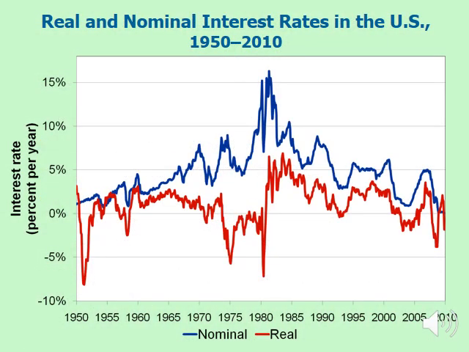Here's a visual reference for graphing real and nominal interest rates in the United States from 1950 to 2010. The nominal rate of interest is shown by the blue line. The real rate of interest is shown by the red line. Here, the nominal rate of interest is the interest rate on a 3-month Treasury bill. The real rate of interest is this rate minus the inflation rate as measured by the percentage change in the CPI.